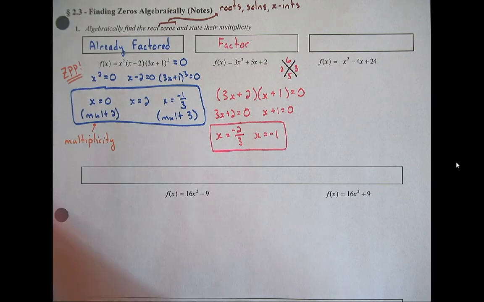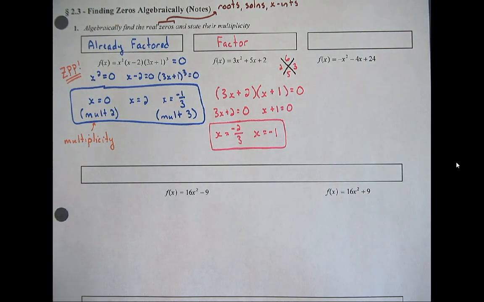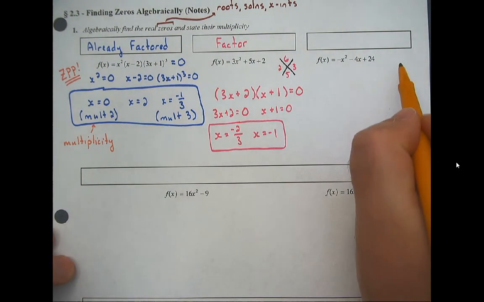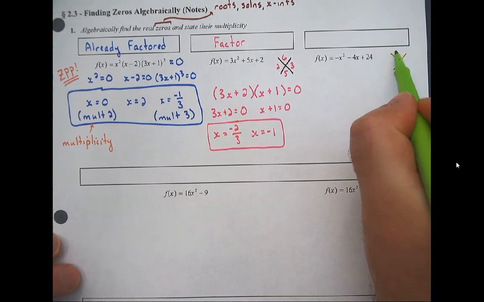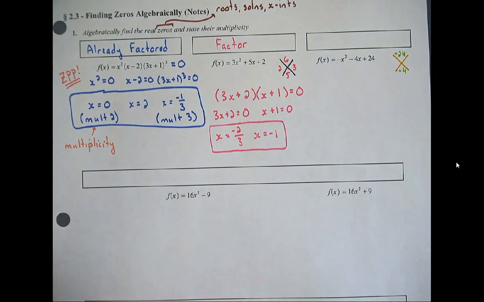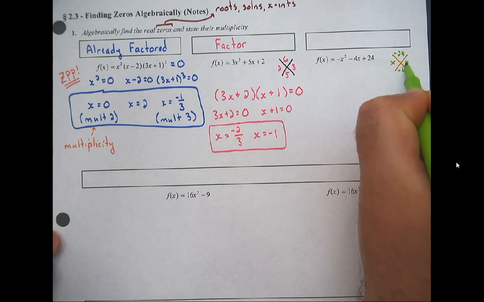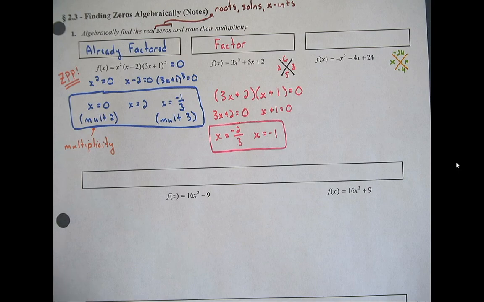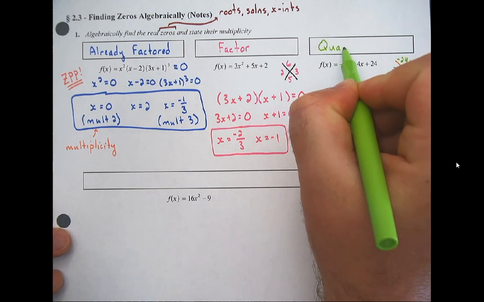All right, looking at the next one. All right, I try to x factor this. So I take the first thing times the last thing, that's negative 24. The thing in the middle is negative 4. 1 and 24, 2 and 12, no. 3 and 8, no. 4 and 6, no. Nothing works. When nothing works, what happens? When factoring fails us, we go to our good friend called the quadratic formula.